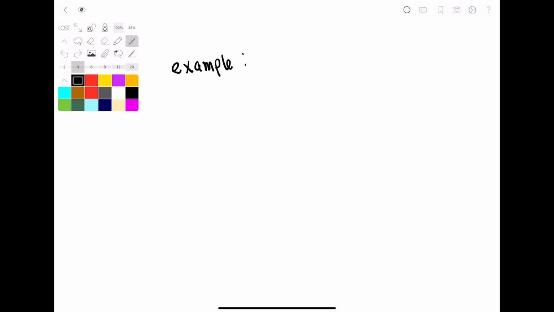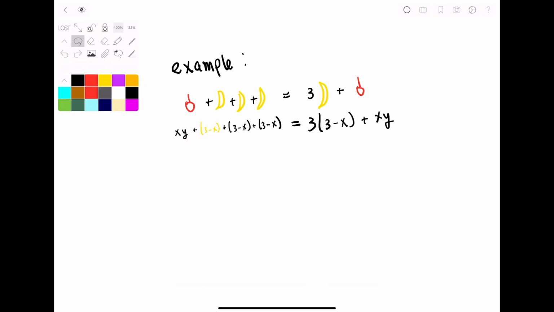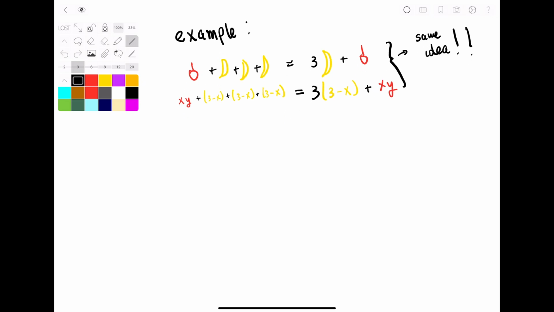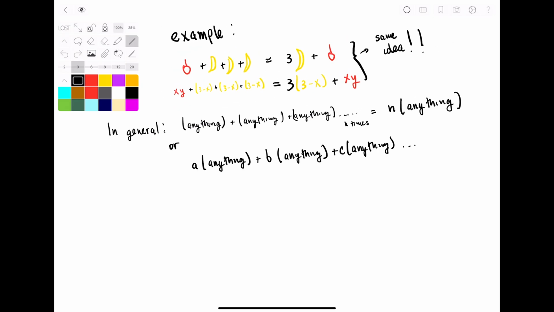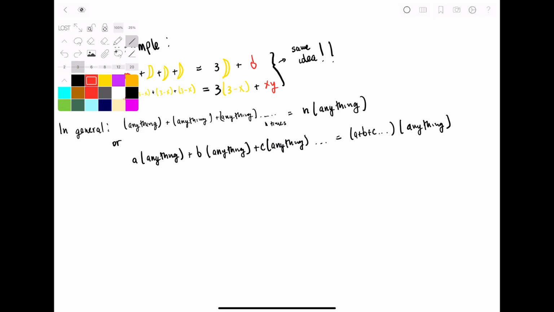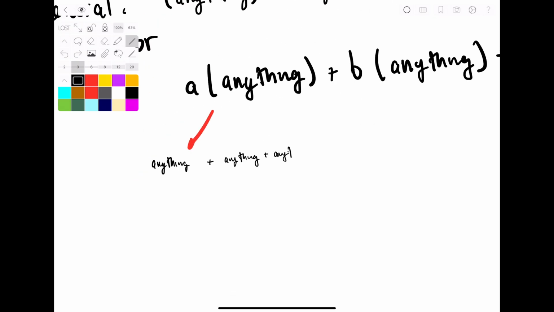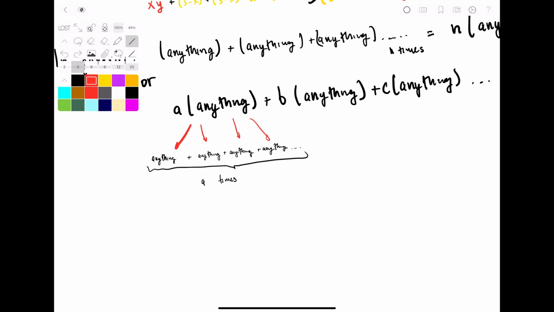So for example, apple plus banana plus banana plus banana is equal to apple plus 3 banana. In the same way that xy plus 3 minus x plus 3 minus x plus 3 minus x is equal to xy plus 3 times 3 minus x. We grouped addition, no matter what that object is, into multiplication, depending on the amount of times that we repeat it. So in general, we can have something like A times anything plus B times anything plus C times anything grouped into A plus B plus C times anything.